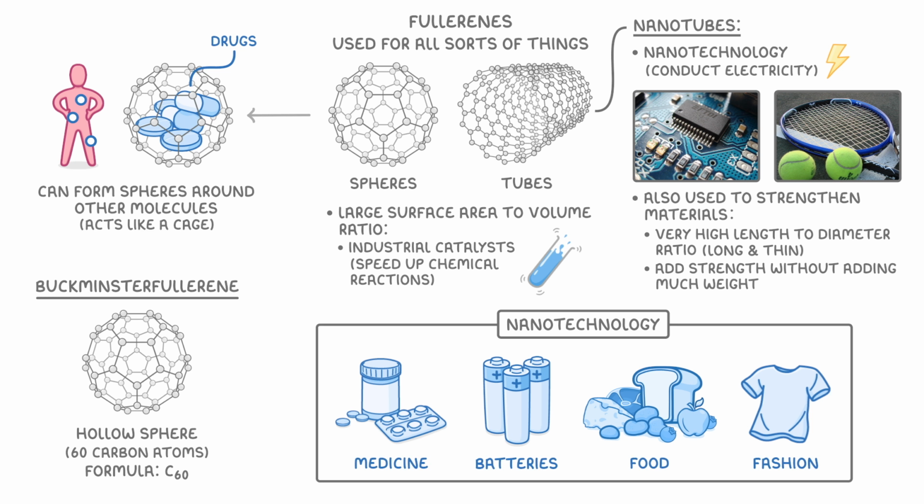The main point to take away, though, is that fullerenes are allotropes of carbon with hollow shapes, like spheres or tubes, and we use them for all sorts of things.